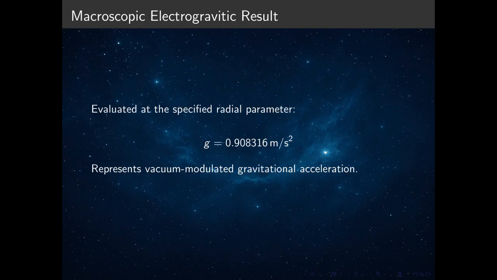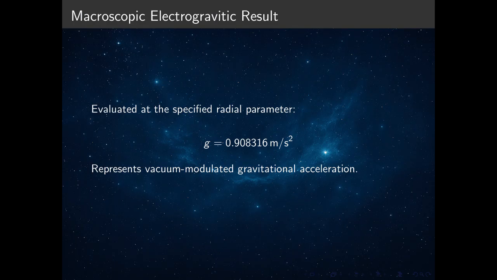When substituted into the full electrogravitic kernel and evaluated at the specified radial parameter r, the resulting acceleration is g equals 0.908316 meters per second squared. This value represents the effective gravitational acceleration produced by the electrogravitic model under the specified vacuum parameters, where variations in local permittivity govern the modulation of the vacuum response field.